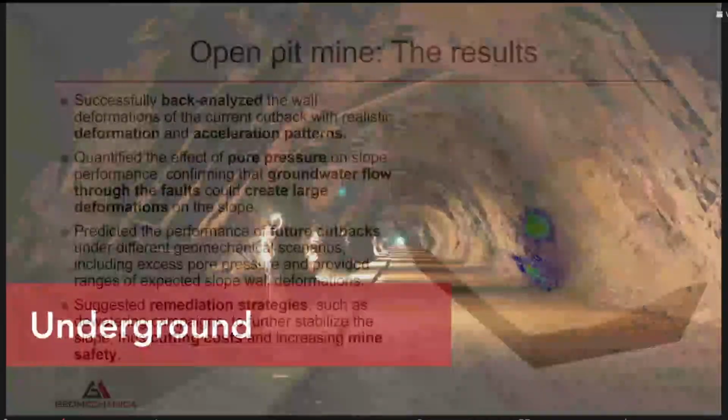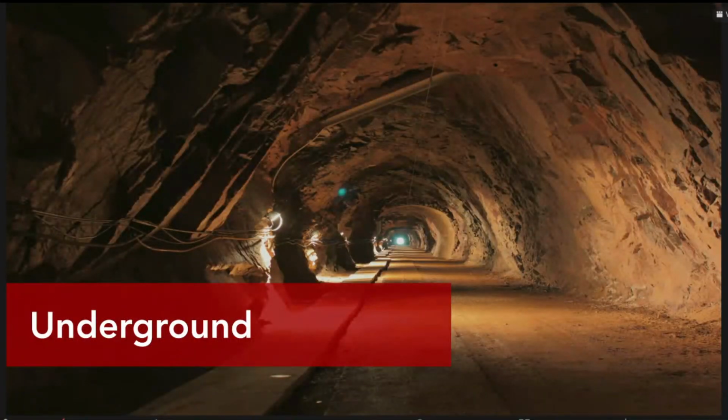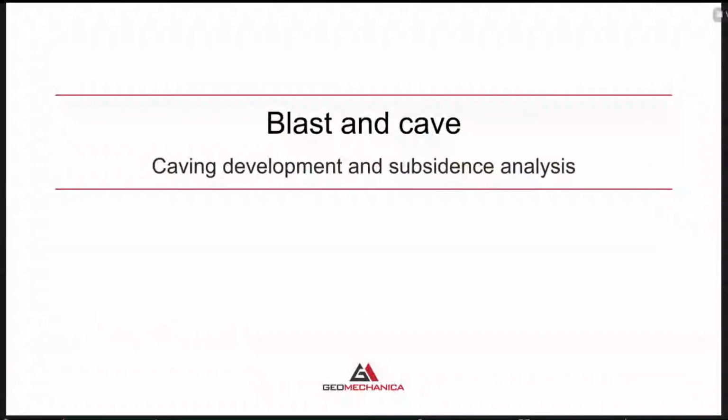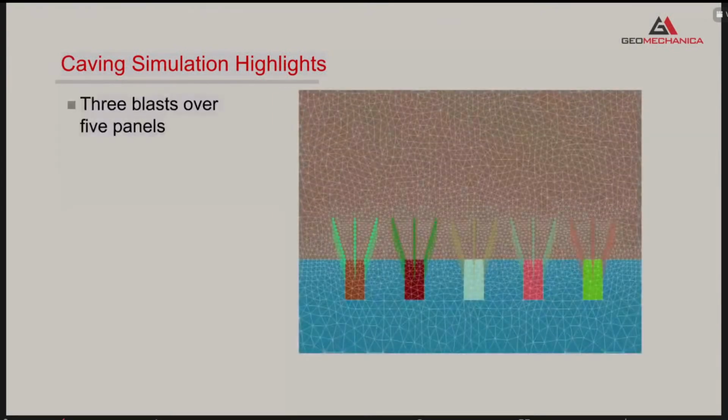So now let's go underground. I have one or two quick examples here that I would like to share with you. The first one is a blast-induced cave, where we look at the cave development and analyze the surface subsidence. So in this case, we have 3 blasts over 5 panels. So we have these rectangles, or 5 panels, where we are going to simulate ore draw in a caving operation. There are 3 lines on top of each of these panels. We are going to blast these by applying a blast wave pressure profile that mimicked what could be recorded in the field.